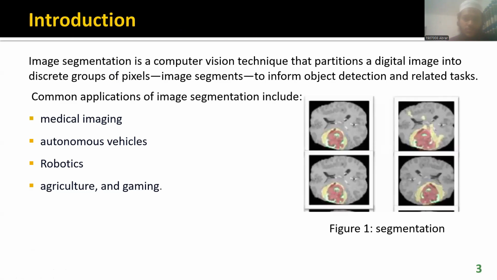So to begin with the introduction, our work is about image segmentation, which is a computer vision technique that partitions a digital image into discrete groups of pixels, image segments, to inform object detection and related tasks. Common applications are given, such as medical imaging, as you can see in figure 1. There are also various other uses of segmentation, like autonomous vehicles, robotics, agriculture, and gaming. We'll be dealing with brain tumor segmentation.